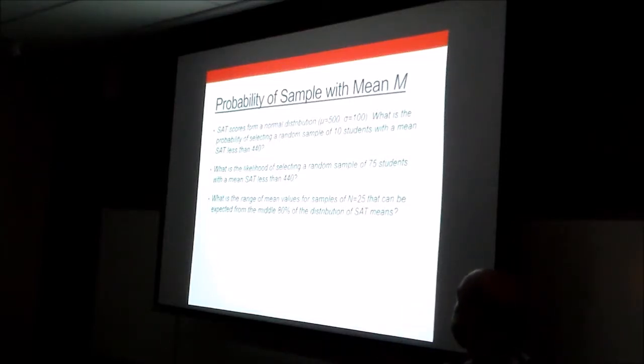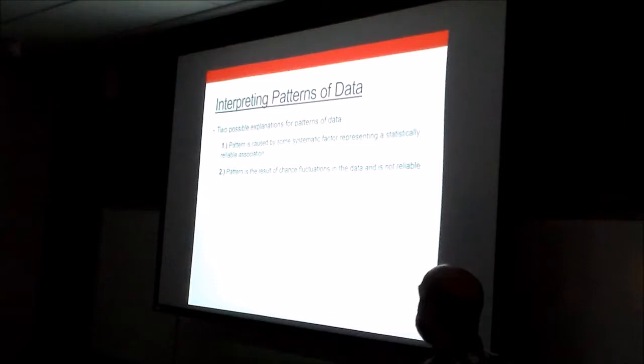Okay, so with the types of things we can start to answer with this, SAT scores form a normal distribution. What's the probability of selecting a random sample of 10 students with SAT less than 440? They're 4/10 of a standard deviation below the mean. That's probably not terribly unlikely, right? Particularly with only 10 students. As soon as we start to get 75 students, that starts to become less and less likely, right? Identifying the middle range of likely samples, things along those lines.